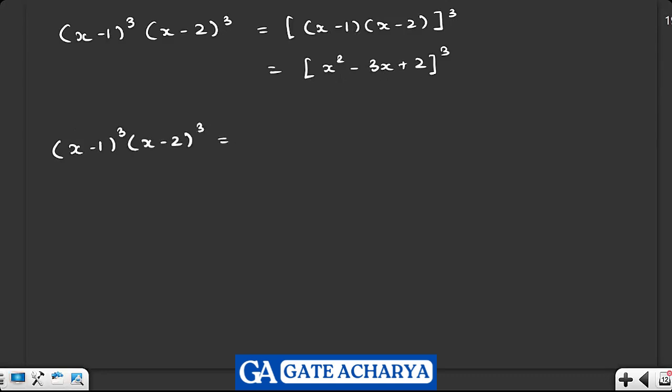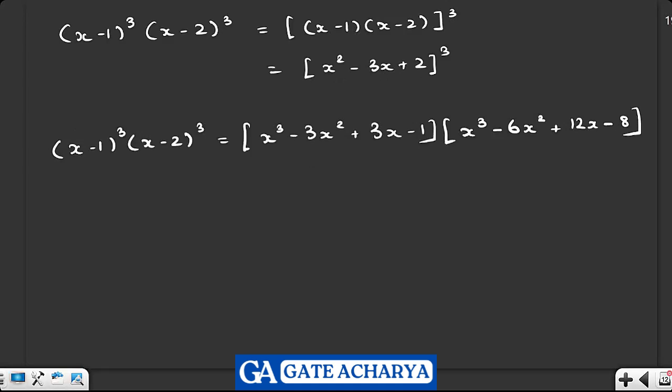So let's expand (x minus 1) the whole cube as a complete expansion. What is that? x cube minus 3x square plus 3x minus 1. This is the expansion of (a minus b) the whole cube. What about the other case? x cube minus 3 into x square into 2, so 3 into 2 is minus 6x square, plus 3 into x into 2 square. What is 2 square? 4. 4 into 3, 12, so 12x, minus 2 cube. What is 2 cube? That is 8.